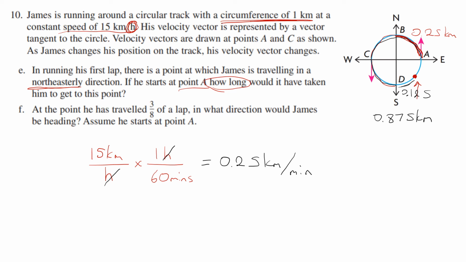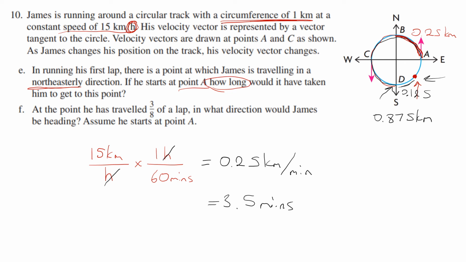So there's really two ways you can do this. One, logically, if he goes 0.25 kilometers per minute, I already know when he's at point D, it's been 3 minutes. And if I want to add the half of the minutes, then it takes him 3.5 minutes to get to that point.